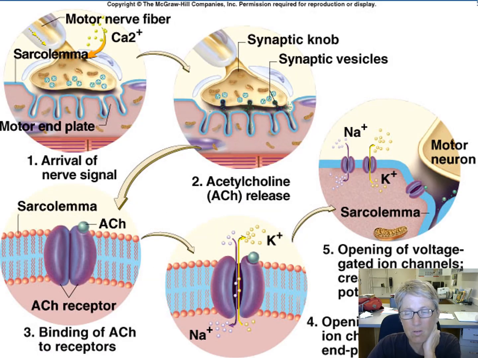And then this is just a cartoon that shows everything that we've talked about, all in one slide. So I think that's it.